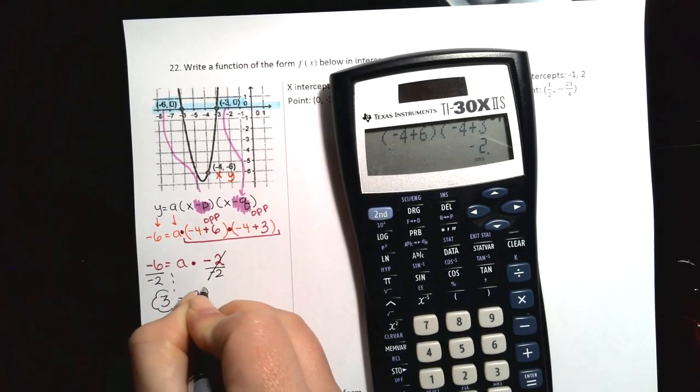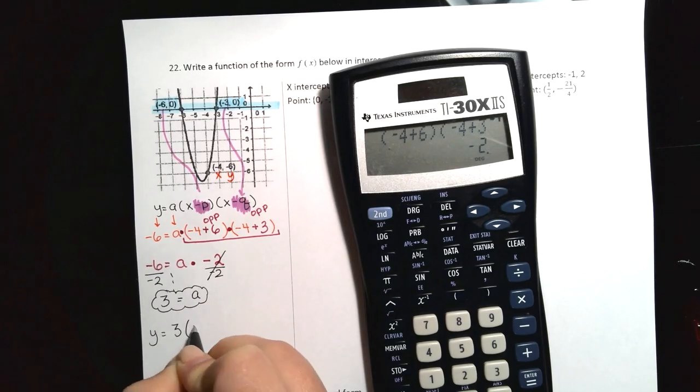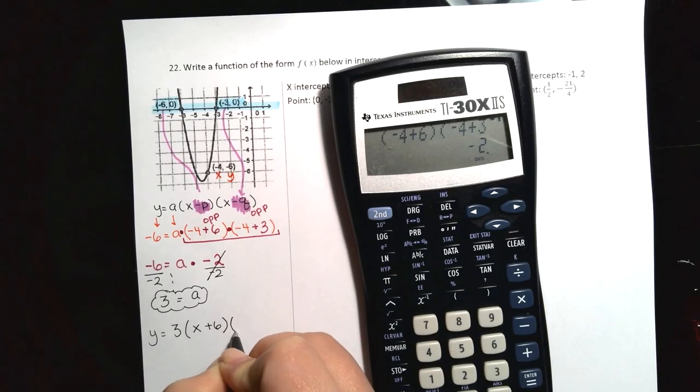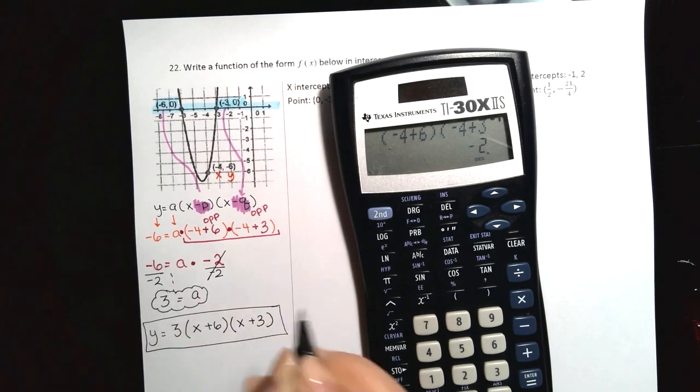Thinking bubble, this is not an answer for anything. To write your equation, we got y equals, a is now 3, open, x plus 6, opposite of what you see for p, and x plus 3, opposite of what you see for q. Here's your equation in intercept form.